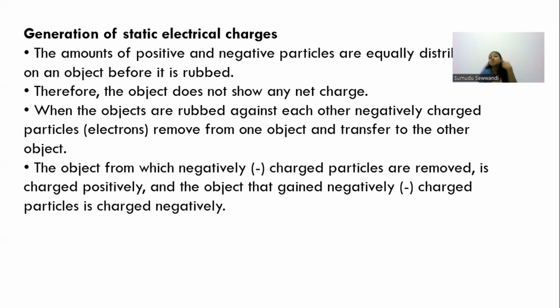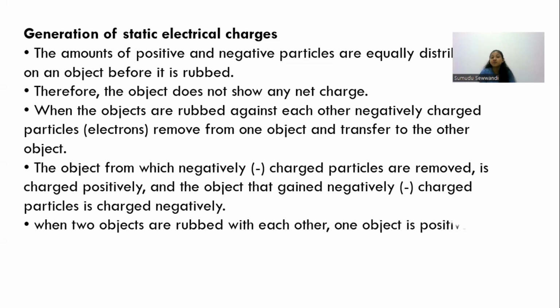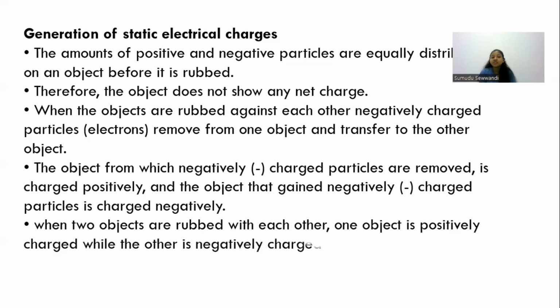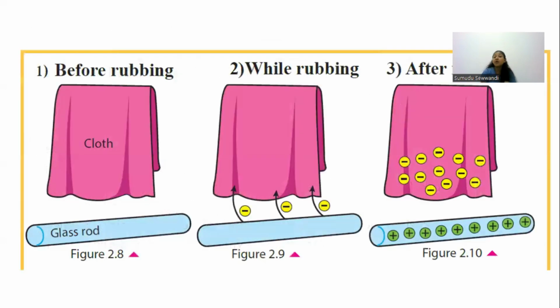And the other object gets a negative charge, because now it has extra negative charges that have come from the previous object. I'll show this by using a picture. When two objects are rubbed with each other, one object is positively charged while the other is negatively charged. Now I'm going to explain that situation by using the picture.